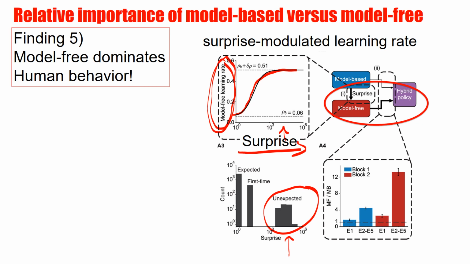So the model-free dominates human behavior in the presence of surprise. We need surprise. We can compare the component of model-based versus model-free, and we see that the model-free is much more important. Here is the relative importance of model-free versus model-based. So here, model-free is more than 4 times more important. Model-free is more than 10 times more important than model-based. Even in episode number 1, the very first episode, model-free is more important to explain human behavior than model-based.